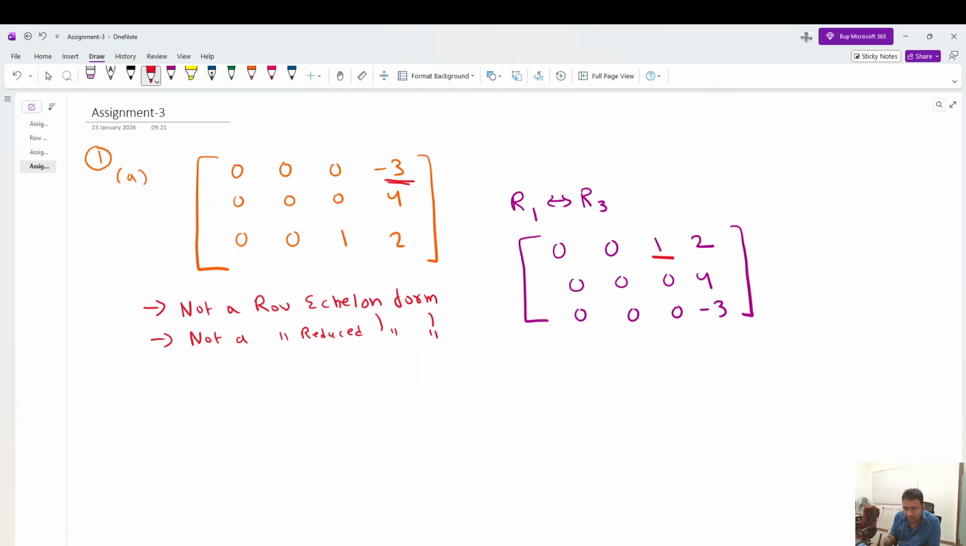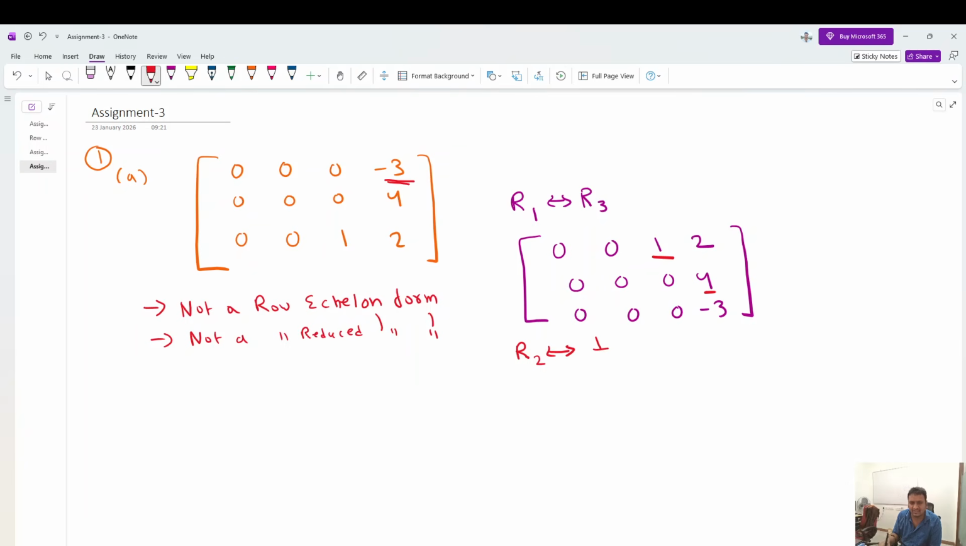Now go to the second row. What's the first non-zero entry? This. Everything below it should be 0. Or if you want to make it a row reduced echelon form, what you have to do is everything above and below should be 0 and this 4 should be 1, right? So let us reduce it to row reduced echelon form. So what are the operations needed? First operation you will do is change R2. So this is your pivotal element 1 here, and this is your pivotal element for now, 4.